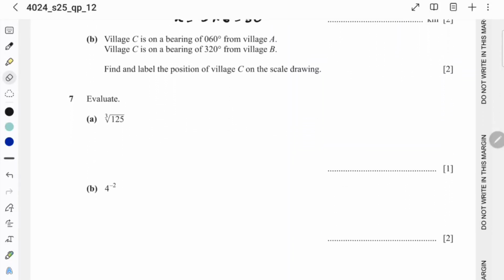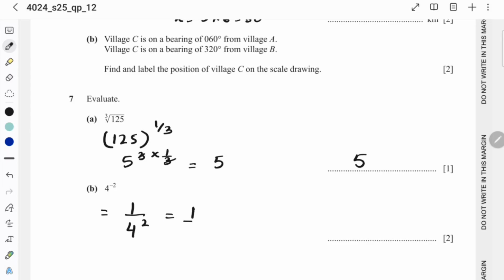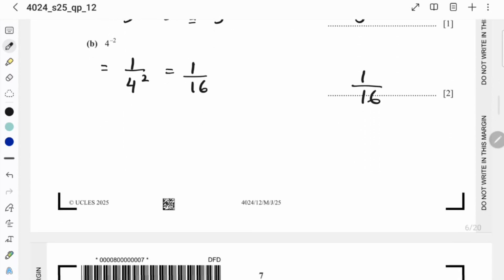In question number 7, evaluate. And this is the question. So look in front. This is 125 to the power 1 over 3, which is the cube root. 5 cubed is also 125, so the answer is only 5. 4 to the power minus 2 means 1 upon 4 squared, means 1 upon 16 is the answer for this question. Whenever you have a negative power, you just make it positive by taking the reciprocal of the base, because it was 4 over 1, that will become 1 over 4.